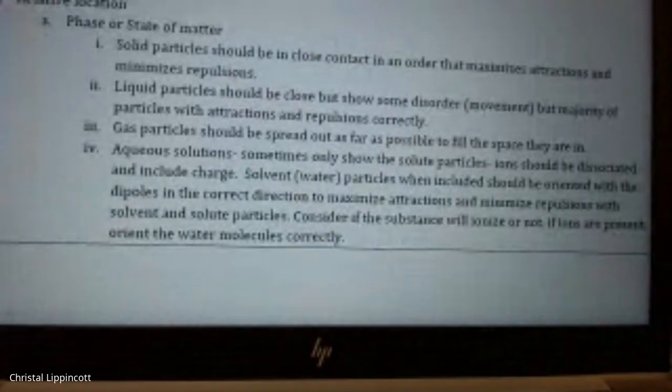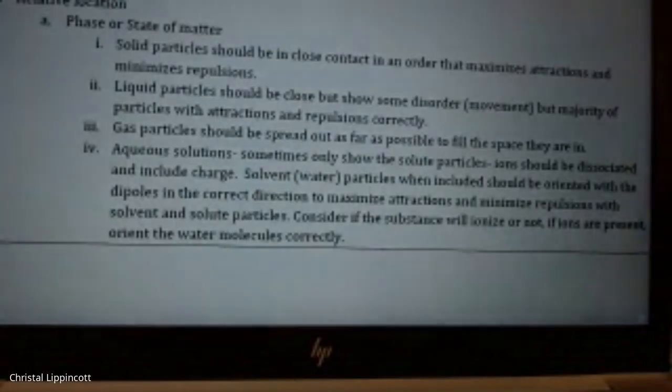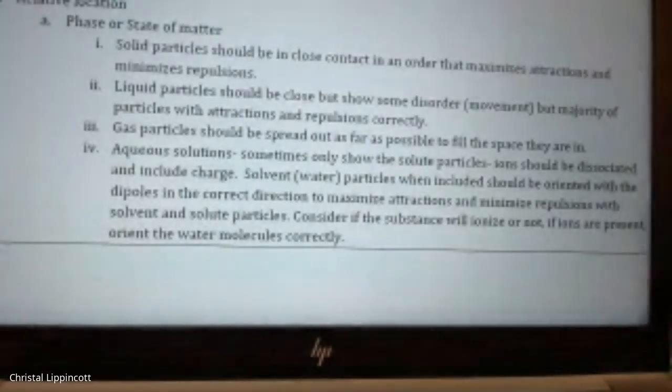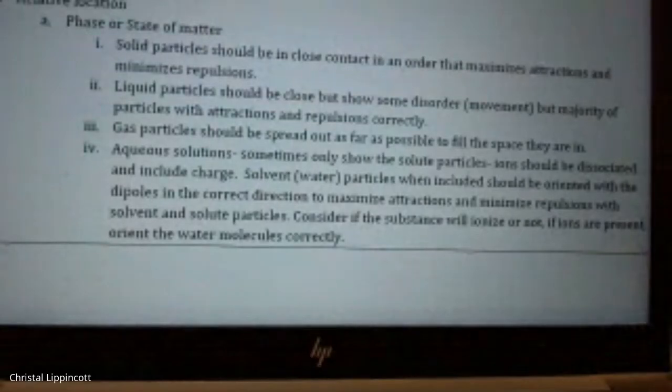State of matter. Again, your solid particles are going to be in close contact. A lot of times they'll be in some sort of crystalline fashion to kind of show that it's structured a little bit more than just a gas would be. Liquid particles are going to be close together, but kind of disordered, and they might be able to show some sort of movement going on there, but the majority of them have some attractions and repulsions that exist.